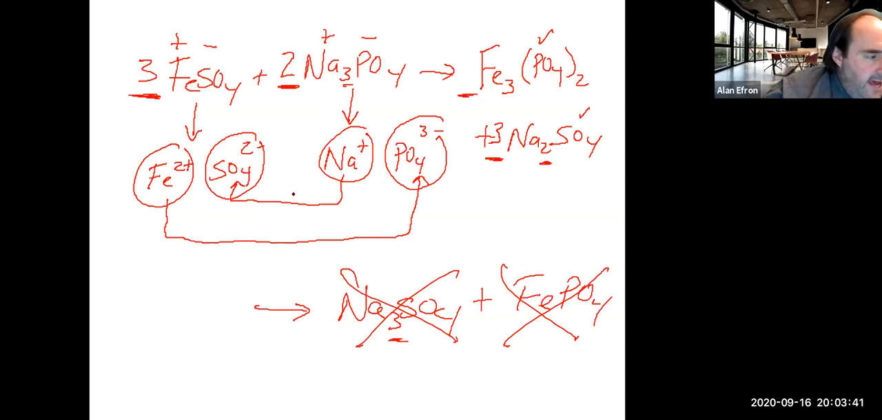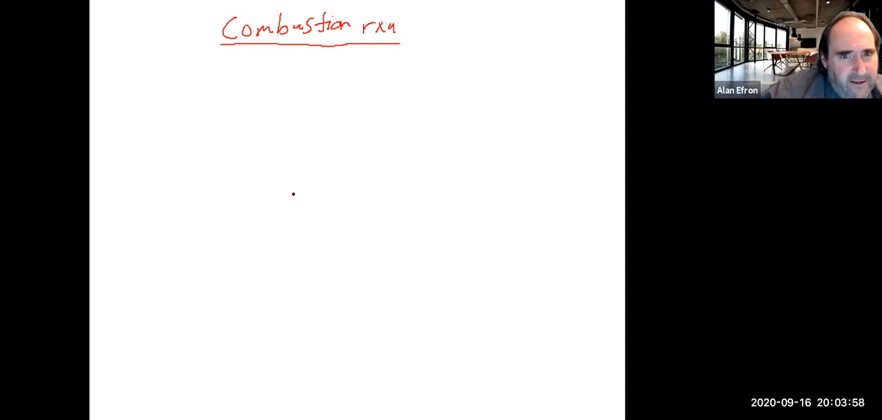Okay, one last classification, which I think is the last one that you have, and that is what is referred to as a combustion reaction. There's two types of combustion reactions. The first type is what your lab manual talks about and even your book.